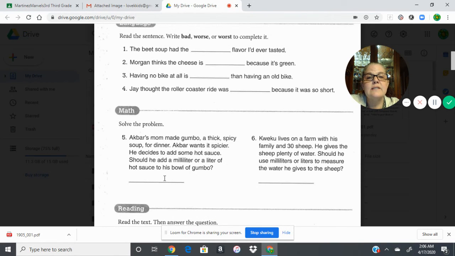Number 6 says, Kwiku lives on a farm with his family and 30 sheep. He gives the sheep plenty of water. Should he use milliliters or liters to measure the water he gives to the sheep? So you have 30 sheep, so that's a lot of water you need to do. So would you rather fill up their water using milliliters, or would you rather fill up their water using liters?